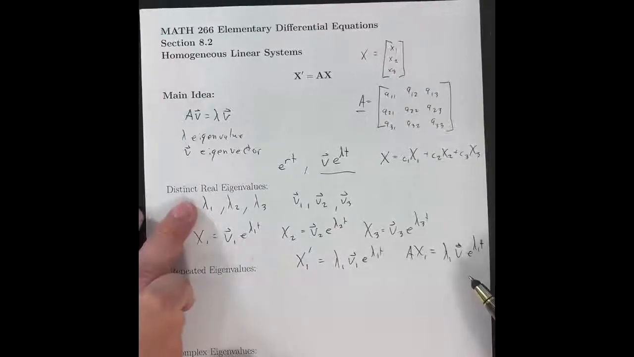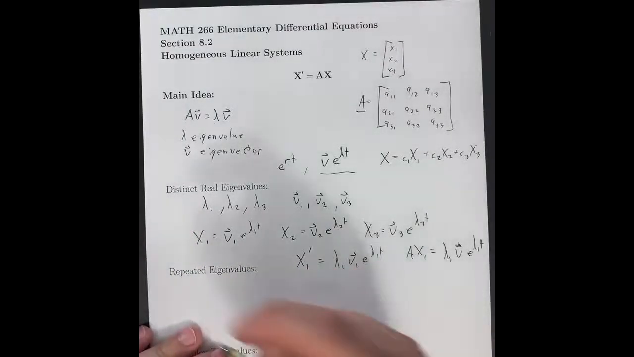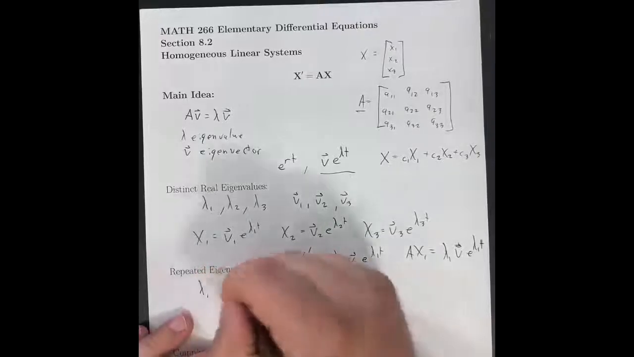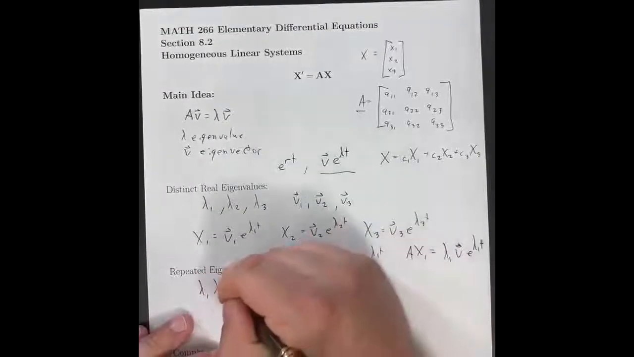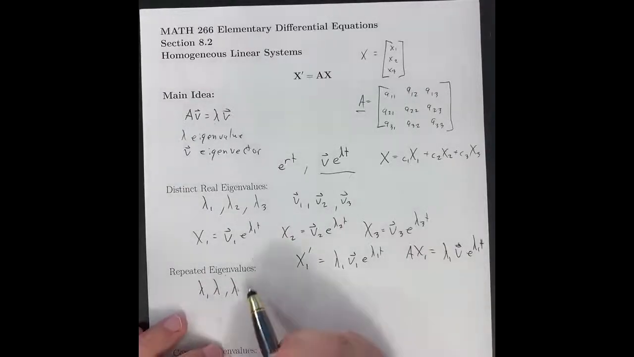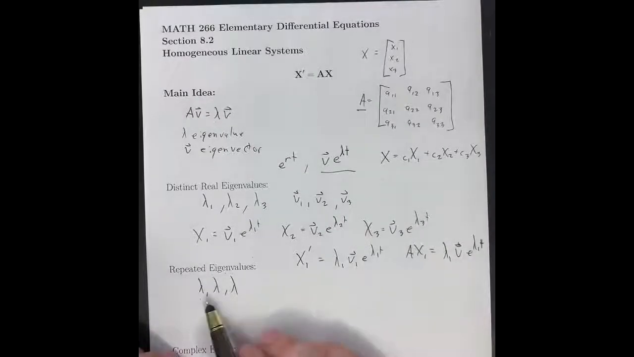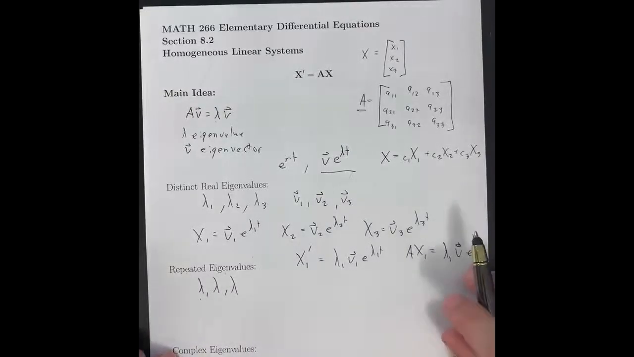Sometimes, though, it doesn't work out nicely like this. Sometimes you get a repeated eigenvalue. So you might have a matrix where the eigenvalue lambda shows up multiple times, maybe 2 or 3 times or more. In this case, all three eigenvalues are the same value really, but they're represented 3 times. They have repeated multiplicity. So what happens in this case?